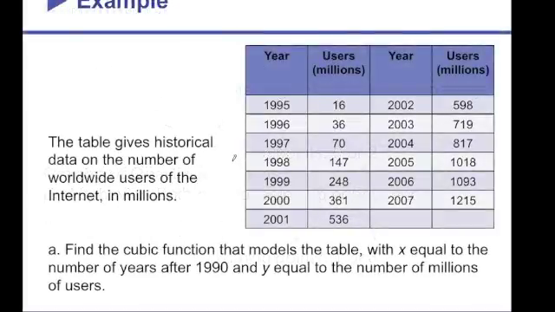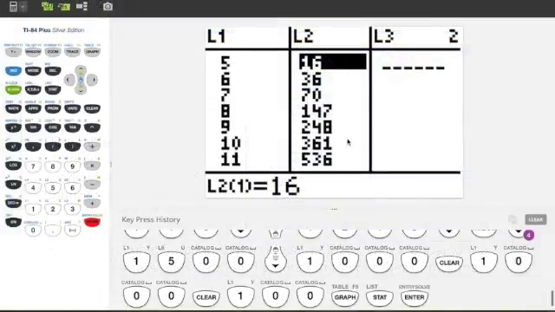Here we have a table that gives the historical data of the number of worldwide users of the internet in millions, starting in 1995 and going to 2007. You can see we had quite a bit of gain. First thing it asks to do is find the cubic function that models the table, with x equaling the number of years after 1990. And so we'll start here with a 5. Remember that would be 5, and this would get to a 17. So we'll have to remember that. And y equals the number of millions of users. I have already entered all that data, so we're ready to go.